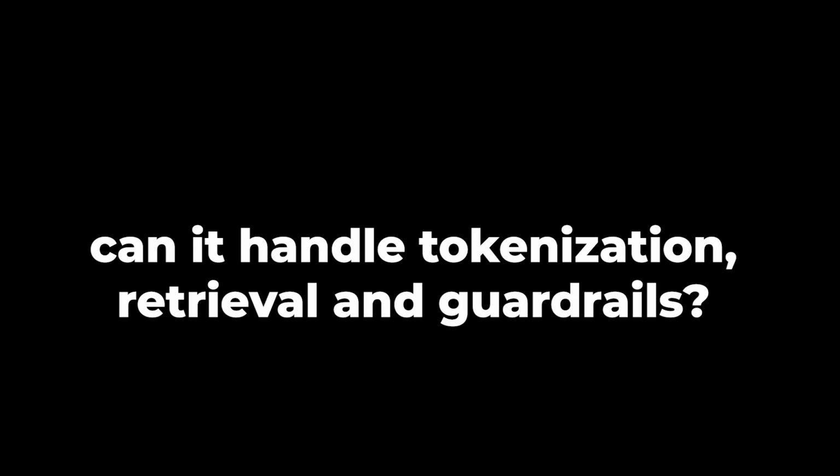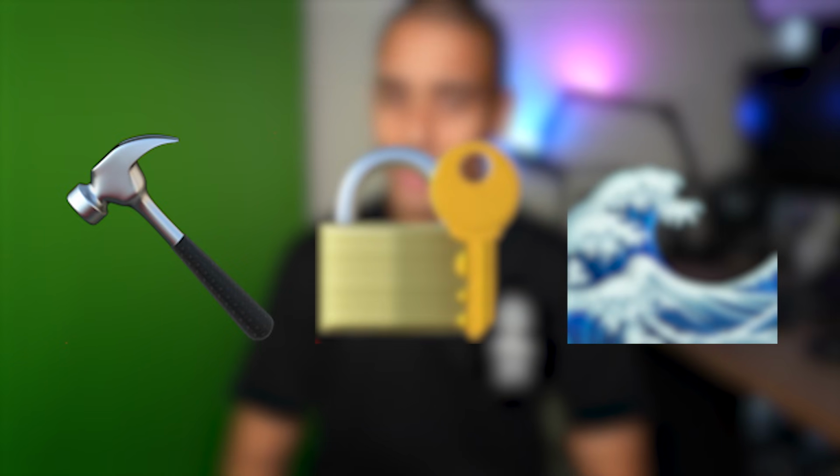What if it handled all of the hard stuff like tokenization, retrieval, but also guardrails? And what if it calculated hallucination metrics for you automatically? I'm going to show you how to do it in 3 steps. And it begins with every developer's favorite bit, installing stuff.